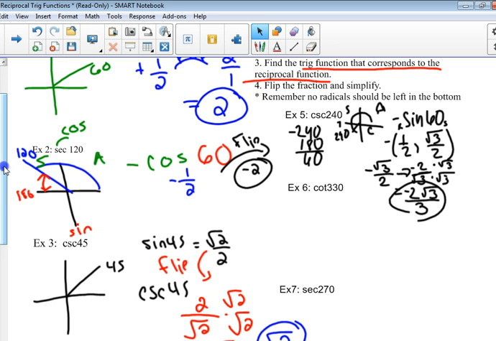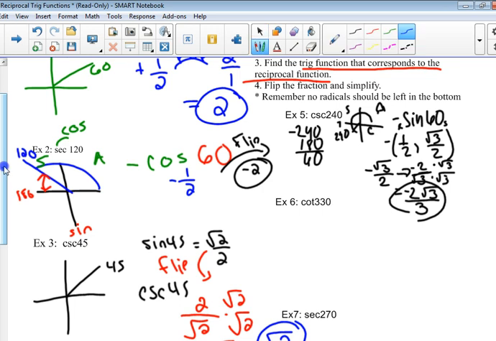Great job. Good work. Just make sure you guys are very careful with your signs, especially. Look at it in general. Cosine is going to be positive in the third quadrant, so in this quadrant it's going to be negative, so your answer should be negative.